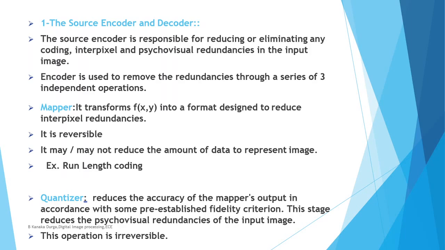The quantizer reduces the accuracy of the mapper output in accordance with some pre-established fidelity criterion. This stage reduces the psychovisual redundancies of the input image. This operation is irreversible.